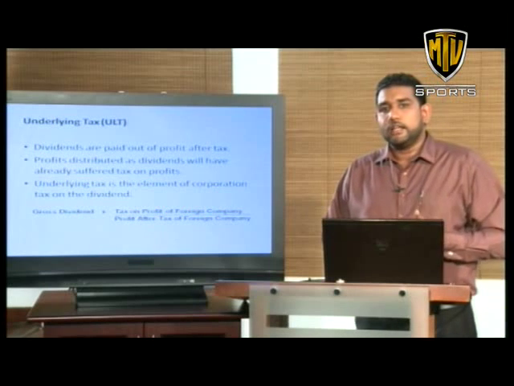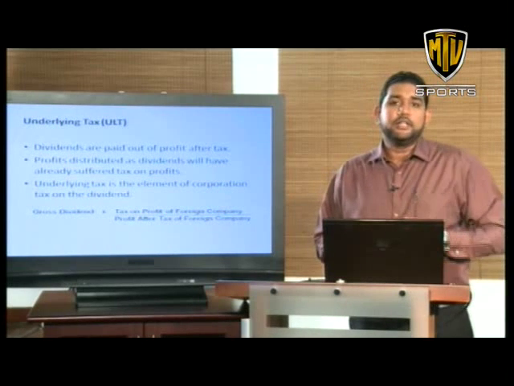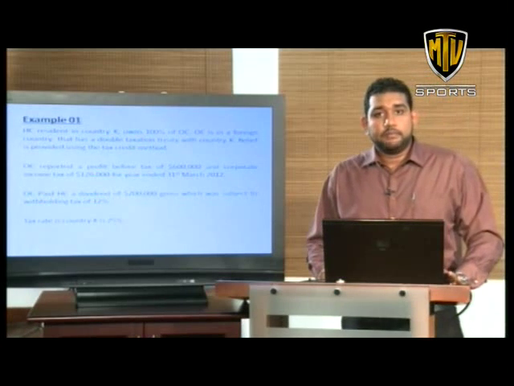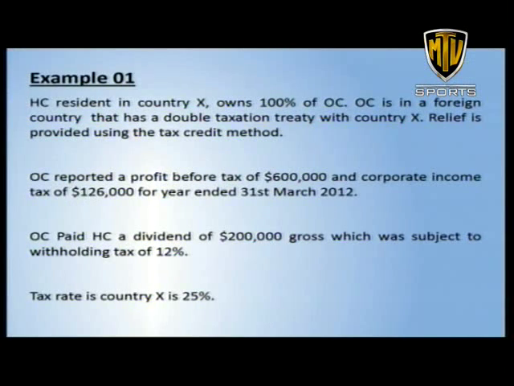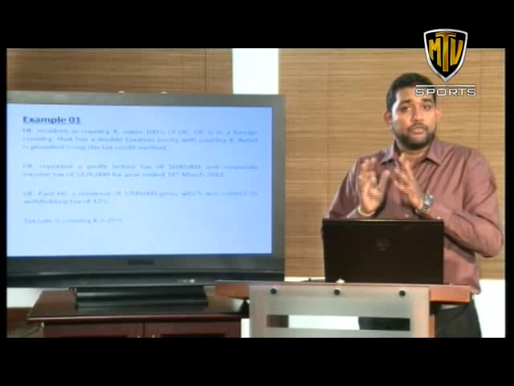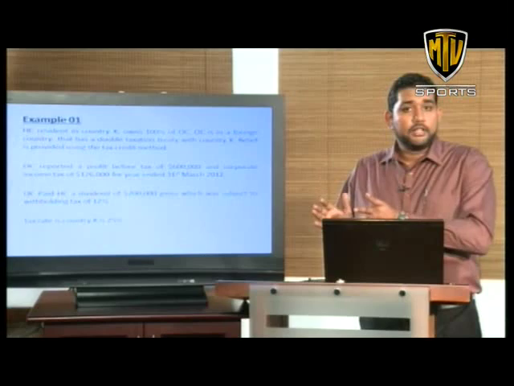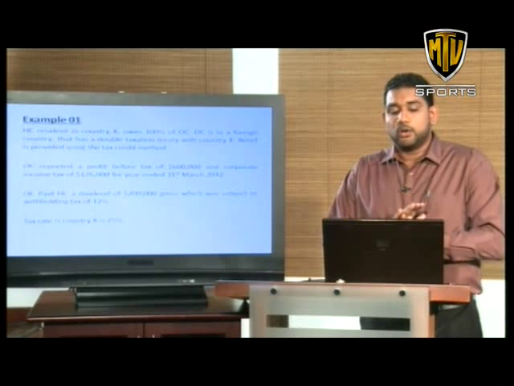So let's take a look at how this area is examined by your examiner. This question is from a past paper. As you can see, HC is resident in country X. Remember, for your examination, all the taxation questions involve the concept of country X. The tax tables are given at the beginning of the paper. It's available on the internet now, on the CIMA site, you can view the tax tables. Please take a look at it before you go to the examination. Don't wait till you go to the examination. It's available now, so get the maximum use out of it.